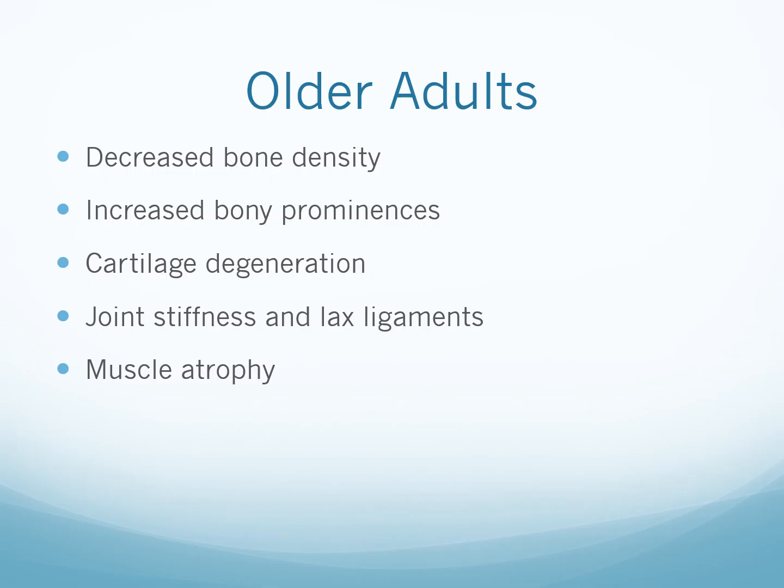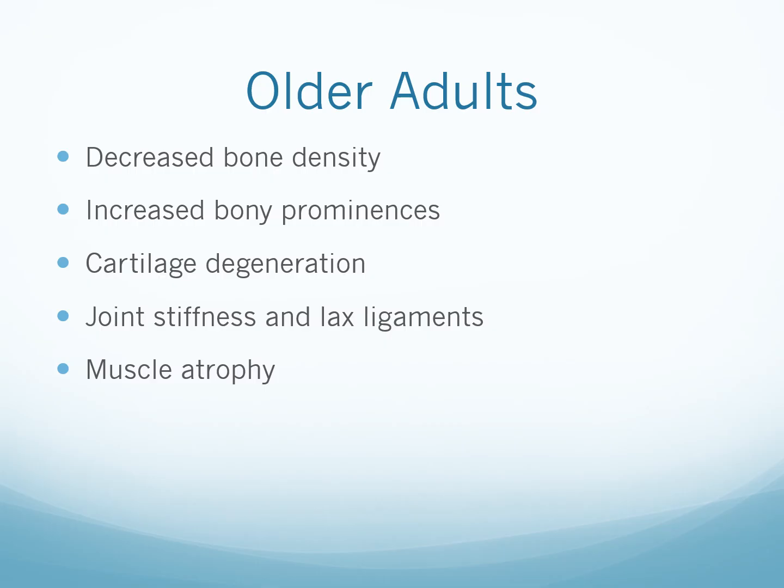Back to older adults. When assessing older adults, it's important to recognize the normal age-related musculoskeletal changes that occur over time, because these changes can affect mobility, balance, strength, independence, and their overall safety. One major change is decreased bone density. As people age, bones gradually lose calcium and become more porous and fragile. This increases the risk for fractures, especially in conditions like osteoporosis. Even minor falls can lead to serious injuries such as hip fractures.